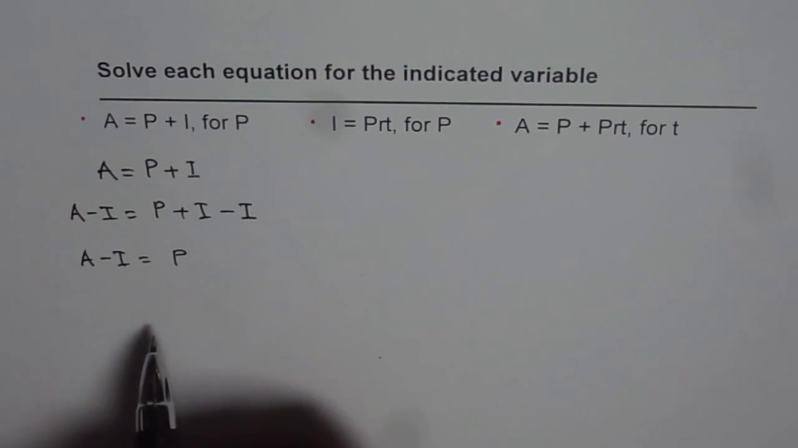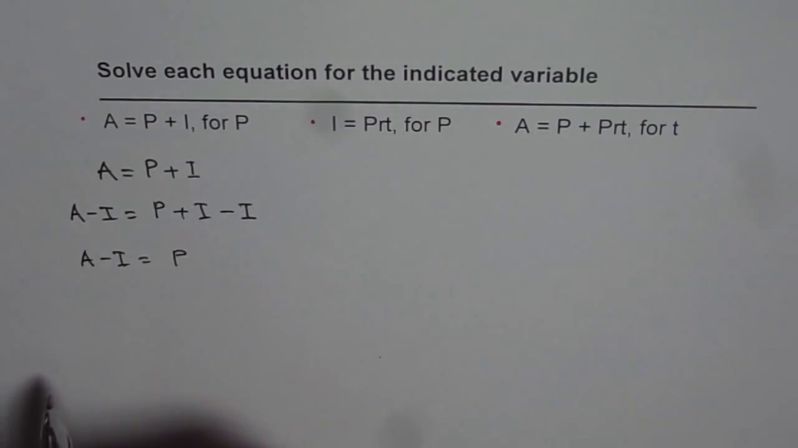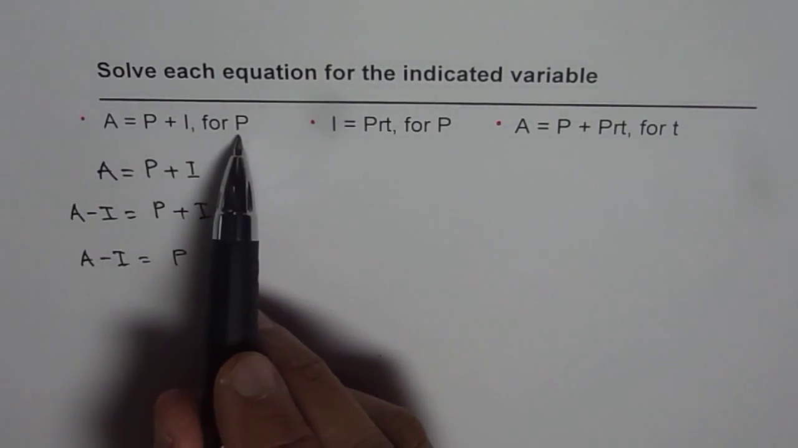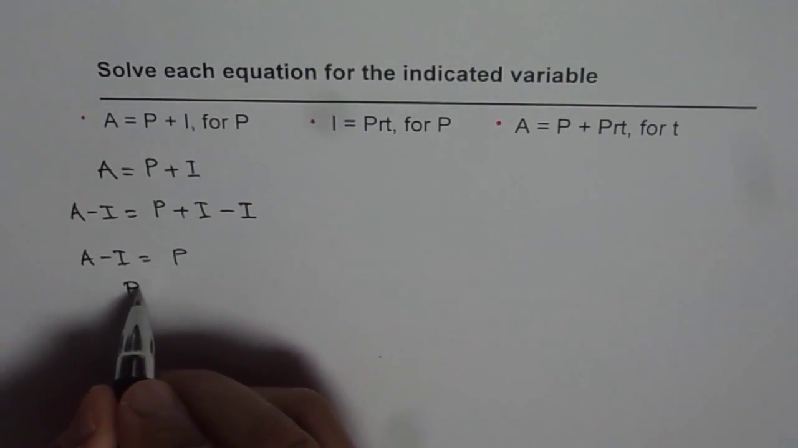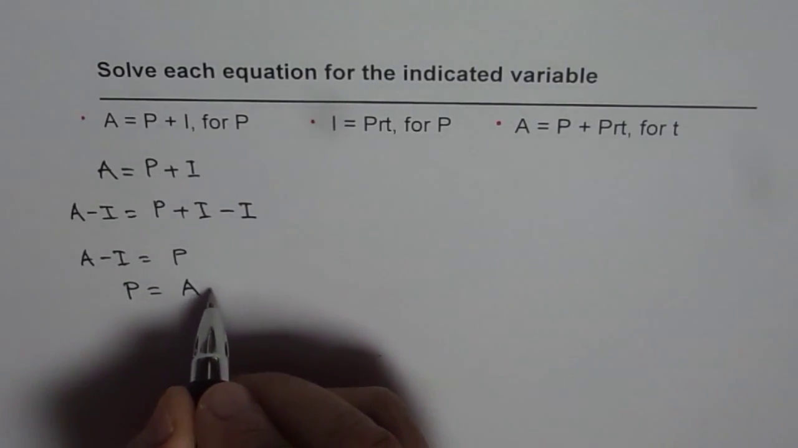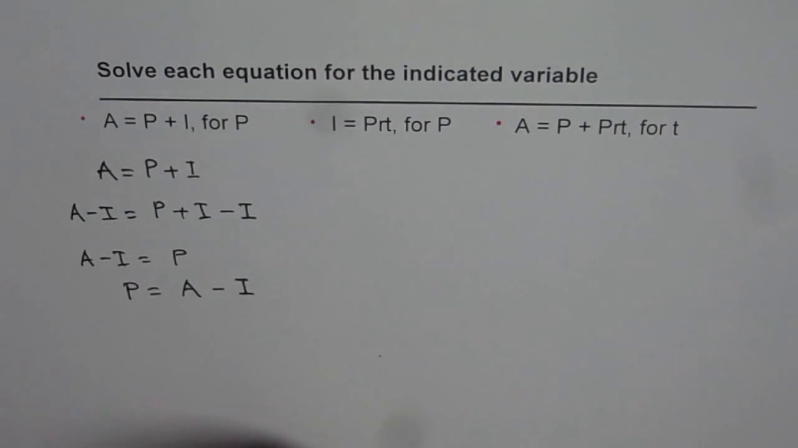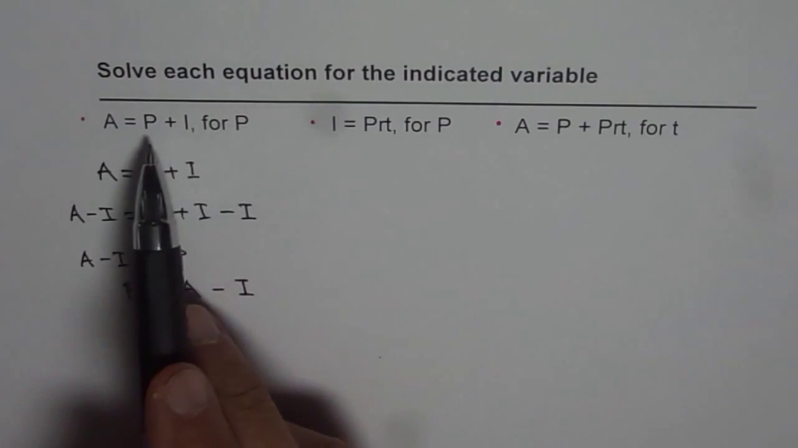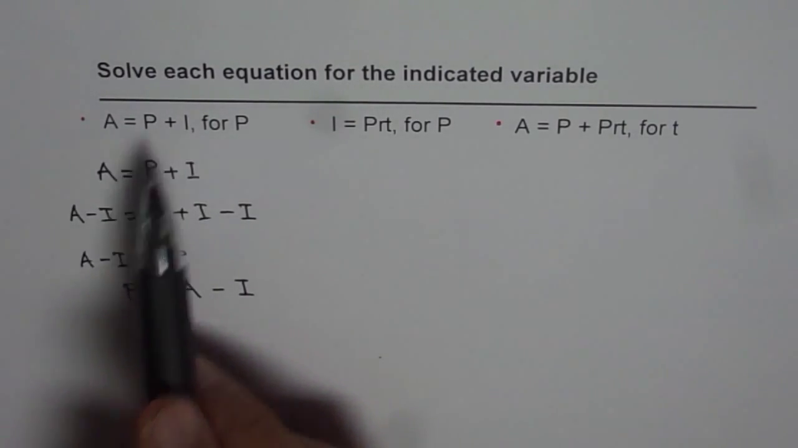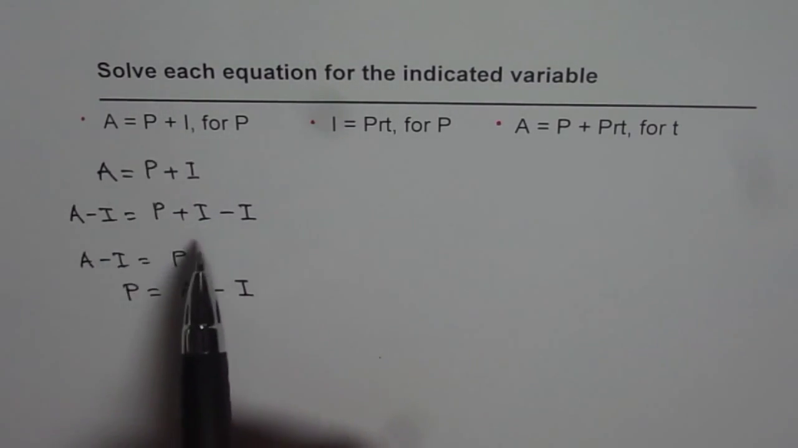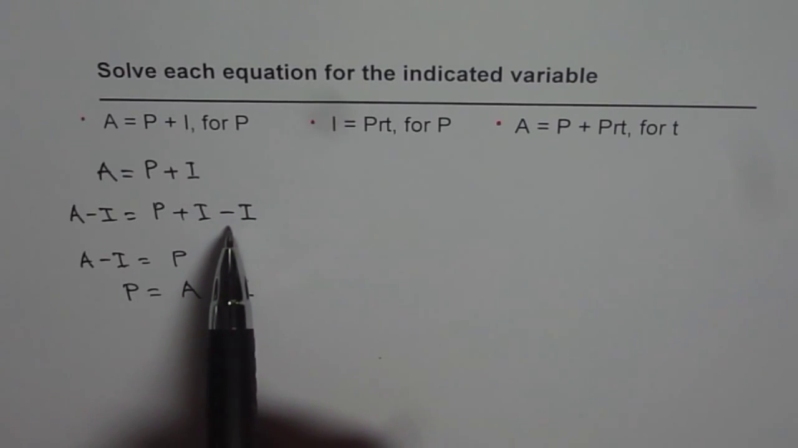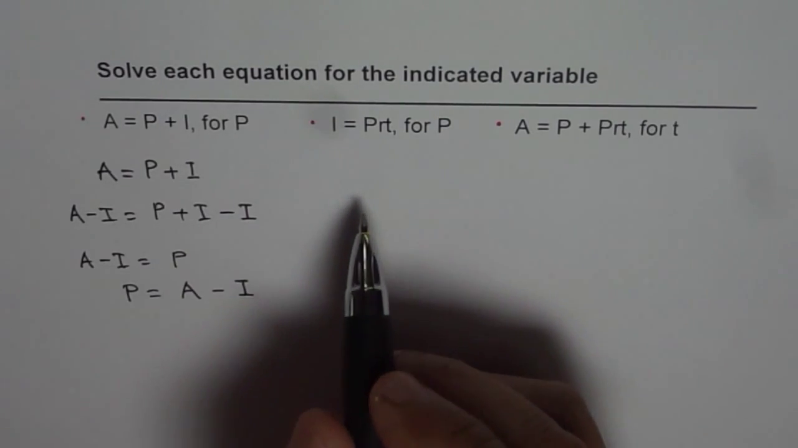So we have now isolated from this particular equation the indicated variable P, which stands for principal. So P equals A, amount, minus interest. Okay, I hope the steps are absolutely clear. Now here we had a sum of two variables, and we did the opposite operation, which is difference. Now let's look into the next example.